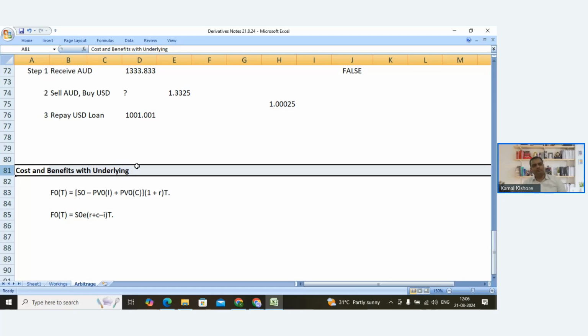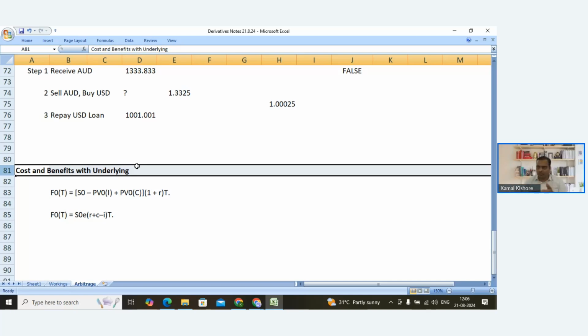What is the benefit? Dividend. Right? Your metals, your commodities have a benefit. What is the benefit? Or what is the cost? Storage cost. If I am talking about gold, then there is a storage cost. So that has to be considered.